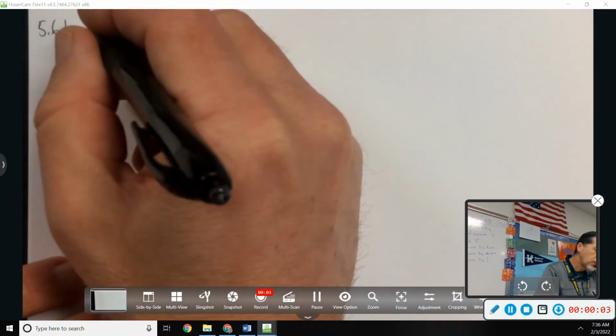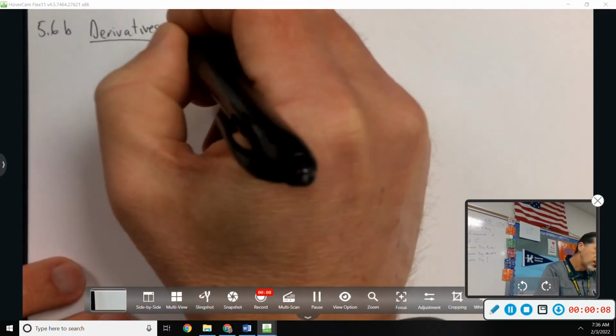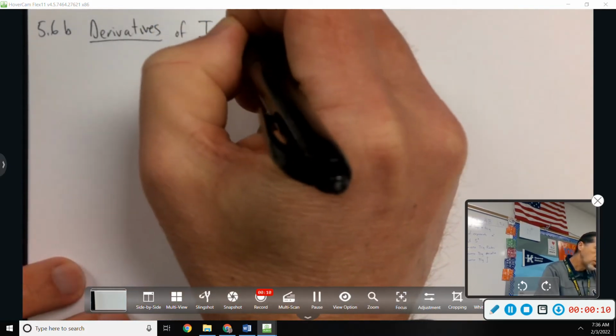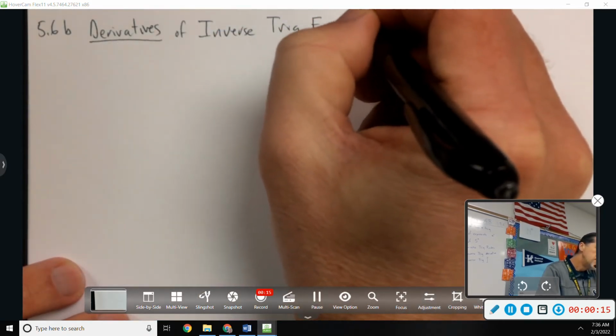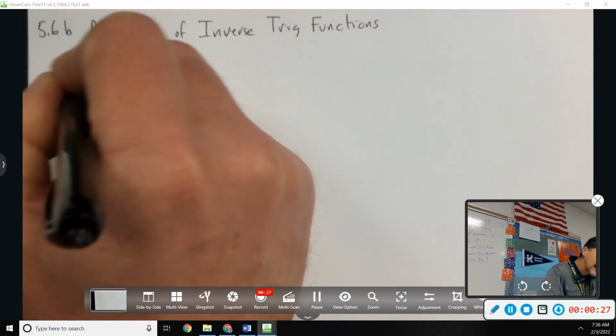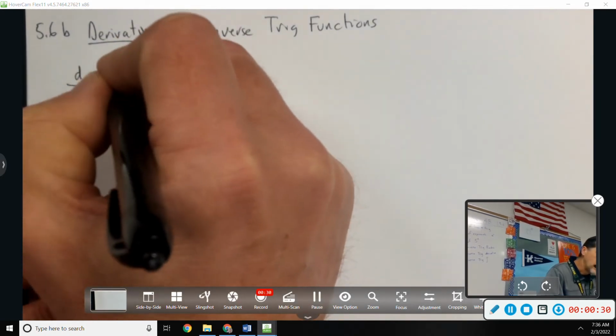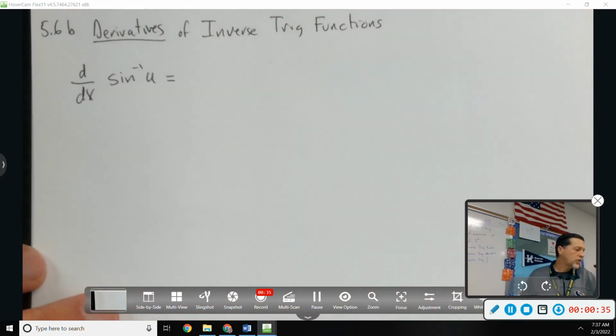Yesterday was inverse trig functions. Today we're going to do derivatives of inverse trig functions. So it's just 3 more rules that you have to know. It's not concept so much today as you just got to know the rule for how to take the derivative of inverse sine. And we'll just do sine, cosine, and tangent. Beyond that, it gets a little crazy.